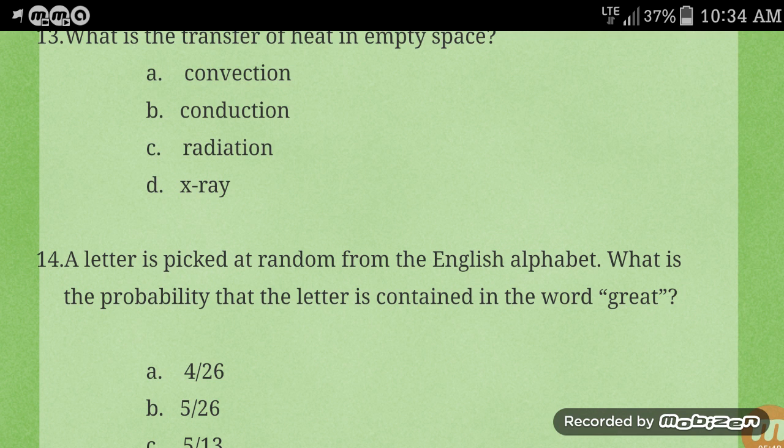Next one, what is the transfer of heat in empty space? Of course, it's radiation. Empty space is radiation. Transfer of heat in solids is what? Conduction. Convection is the transfer of heat from liquid to solid.